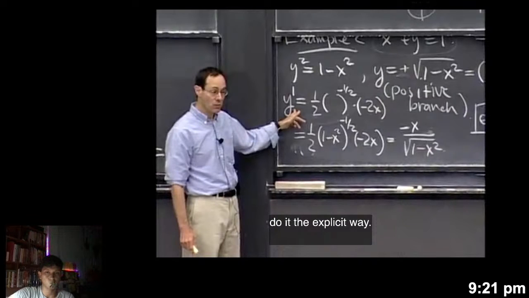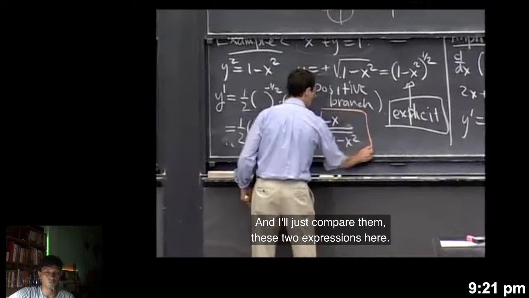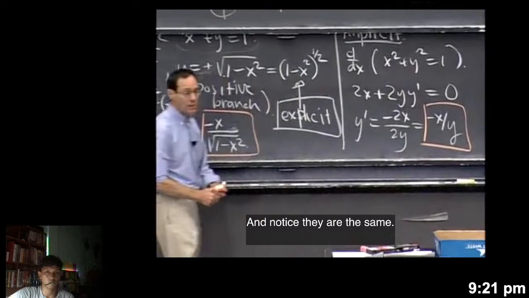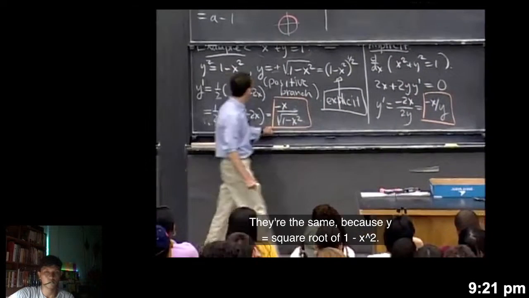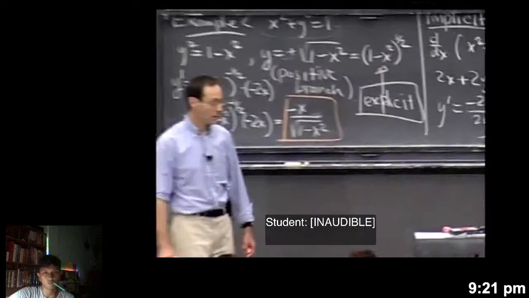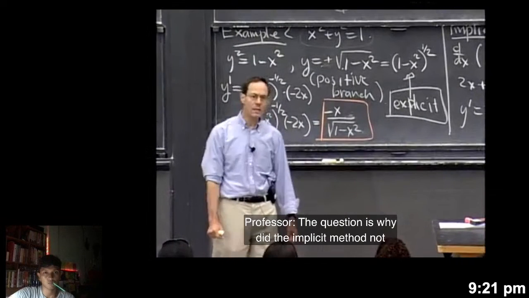And I'll just compare these two expressions here. Notice that they are the same, all right? They're the same because y is equal to the square root of 1 minus x squared. Yeah, question? Bottom half of the circle. The question is, why did the implicit method not give the bottom half of the circle? Very good question.